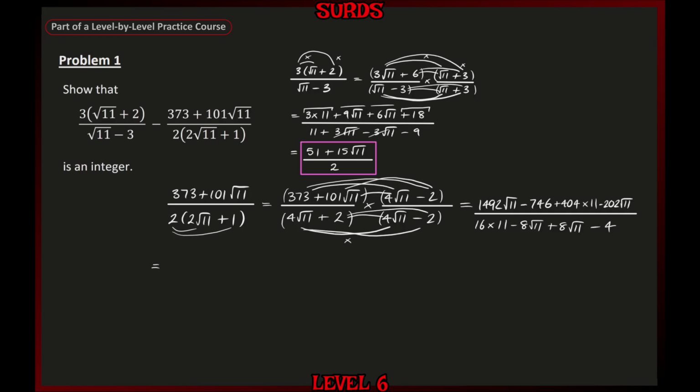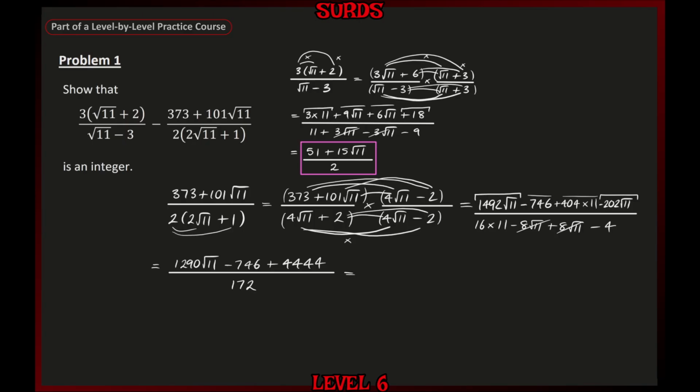We can now simplify the numerator. So we have 1492 root 11 minus 202 root 11, and this gives us 1290 root 11. We have a minus 746, and 404 multiplied by 11 gives us plus 4444. In the denominator, we can also simplify because the minus 8 root 11 and the plus 8 root 11 cancel out as expected. 16 times 11 is 176, and if we take away 4 from that, we get 172. So our denominator is just 172.